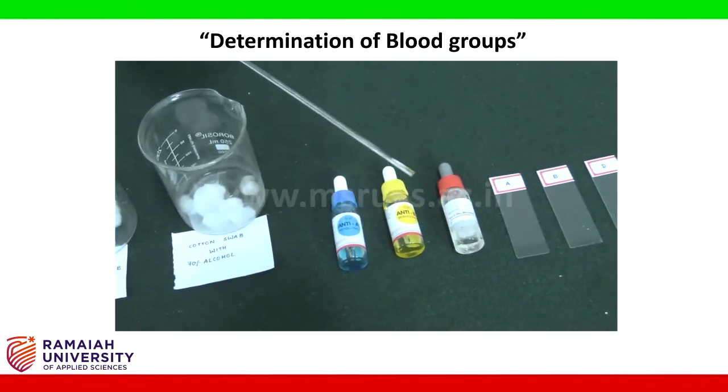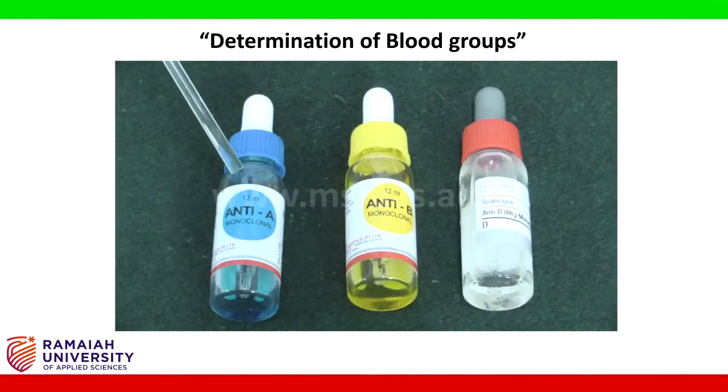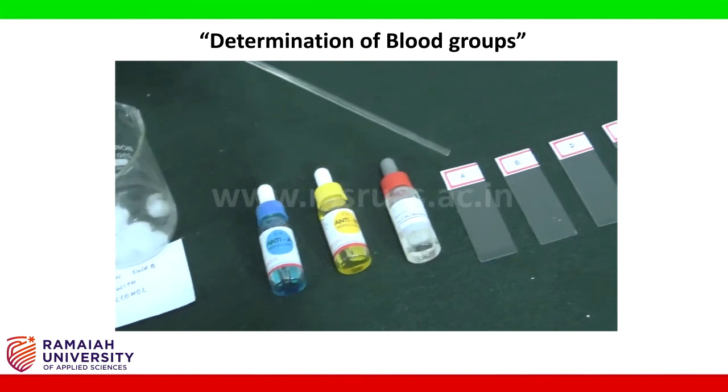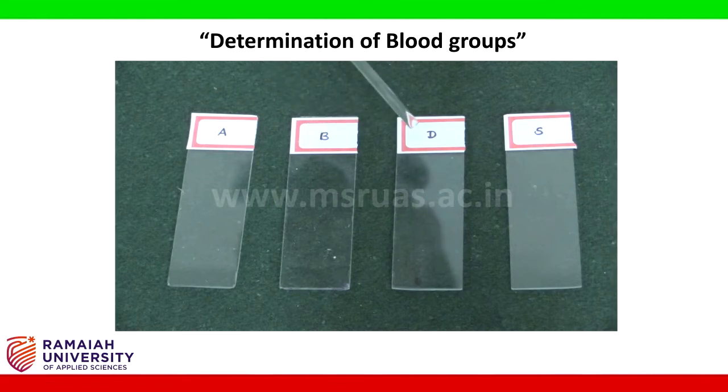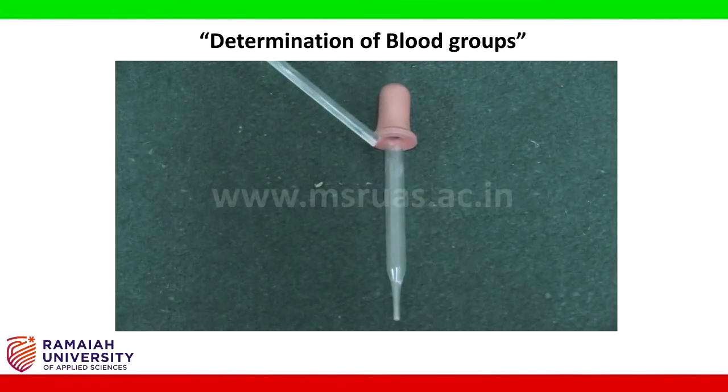Antisera B, Antisera D. Antisera A, which contains monoclonal anti-A antibodies. Antisera B, which contains monoclonal anti-B antibodies. Antisera D, which contains monoclonal anti-Rh antibodies. The experiment is based on the principle of reaction between antigen and these monoclonal antibodies, and glass slides with the following marking: A, B, D and S, and Pasteur pipette.